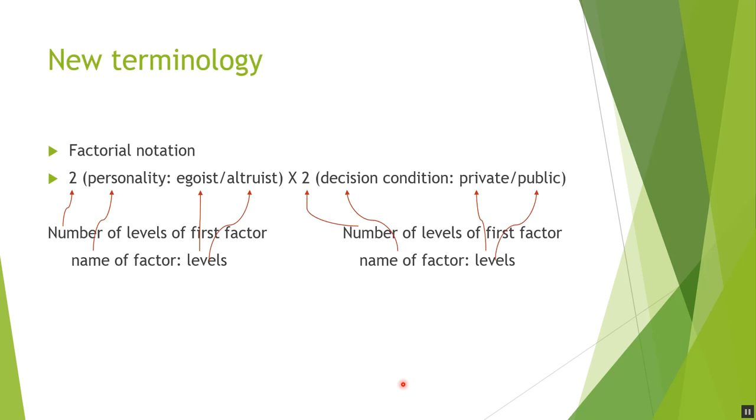And now that we have an example of the factorial experiment, we can talk about factorial notation. Sometimes we want to be able to write down one of these factorial experiments very quickly, so we use this notation. The experiment I just described would be a 2x2 factorial design. And so we'd write it this way: 2, and that number indicates the number of levels of the first factor. And then we would give the name of the first factor, which is personality. And then we would give the levels of the first factor, which is egoist and altruist. And there are 2 levels in this first factor. By, that's a big X and it's read as by. And then 2, the number of levels of the second factor.